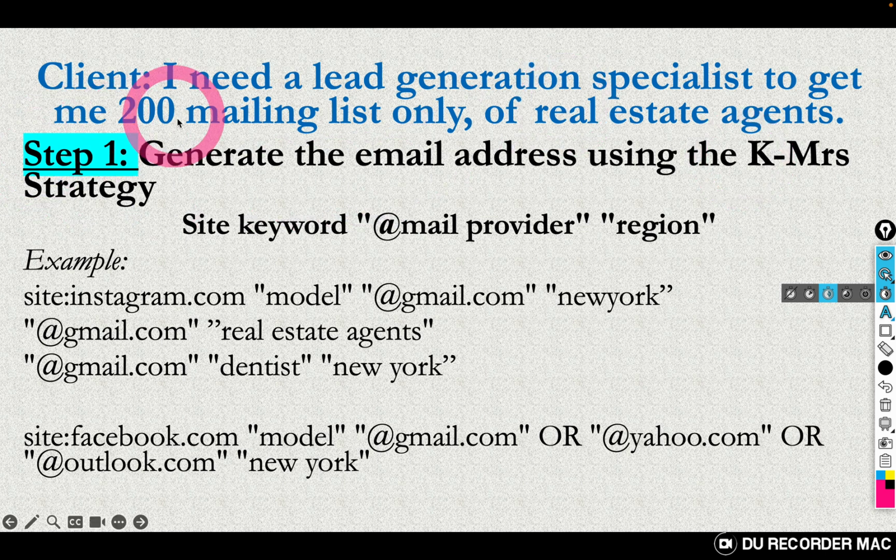Now, remember the strategy. We are going to generate the email addresses using the K-M-R-S strategy: the keyword, the mail provider, the region, and the site. That is what we are going to use. Now, remember the region is the location. From here, did the client mention anything about region? The client just said email of real estate agents. This person did not mention either Lagos or USA. That means the person just wants real estate agents anywhere.